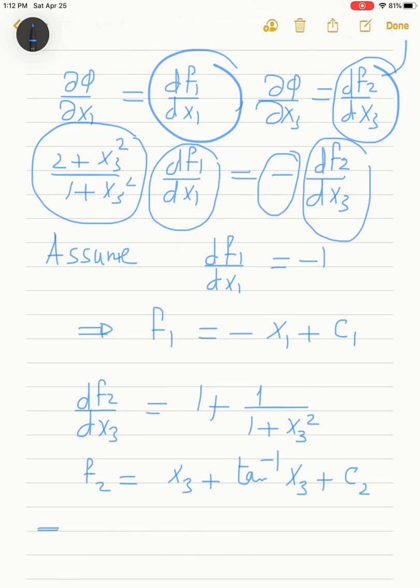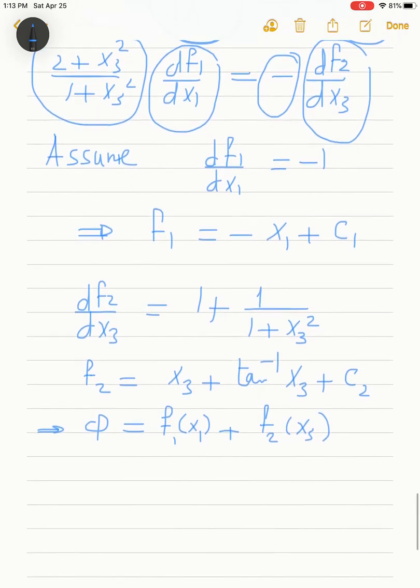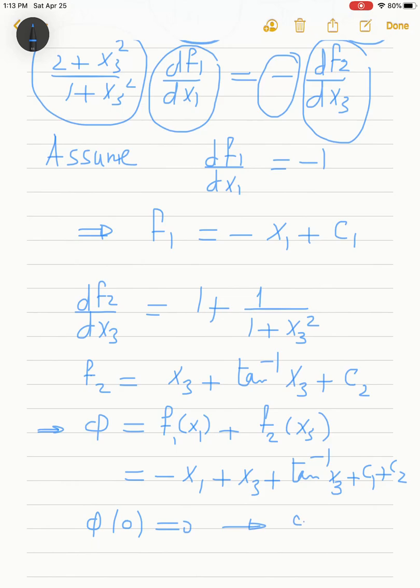So we conclude that phi, which is equal to f1 of x1 plus f2 of x3, can be written as minus x1 plus x3 plus tan inverse of x3 plus c1 plus c2. We require phi of 0 to be equal to 0. That means that we require the equilibrium point, which is 0 in our original system, to be mapped to the origin of the new transformed space. So if we do that, we can conclude that c1 and c2 would be taken as zeros as well.